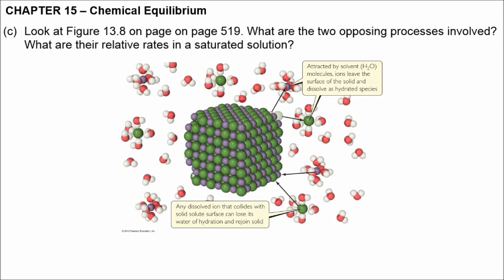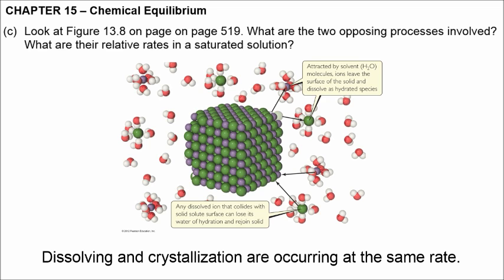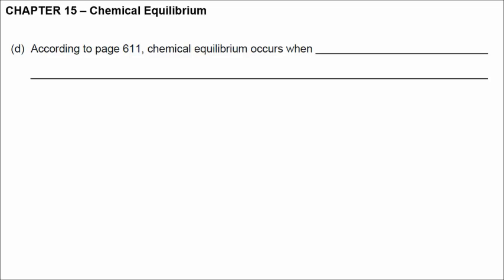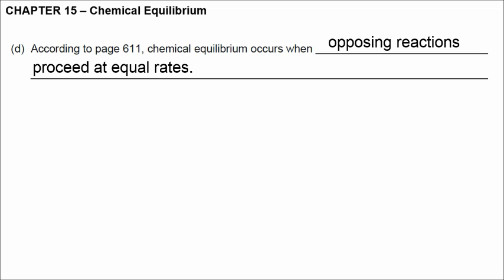So we have an ionic solid that is being dissolved in water. So the rate of dissolving is the same as the rate of crystallization. So solid becoming aqueous and aqueous particles becoming solid. Two opposing processes occurring at the same rate. And so our definition of equilibrium on page 611 is that it occurs when opposing reactions proceed at equal rates.